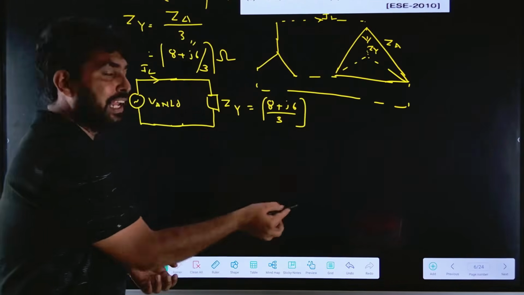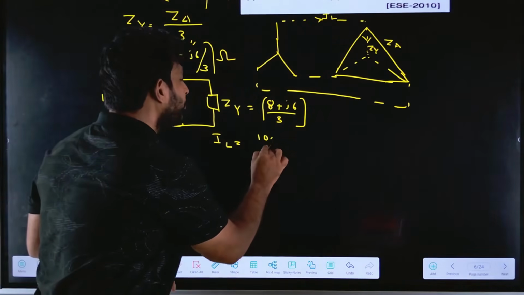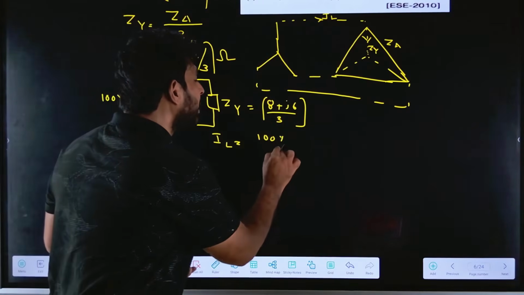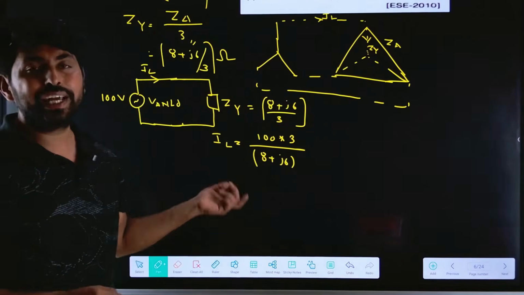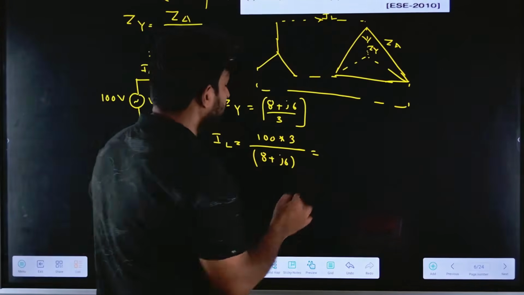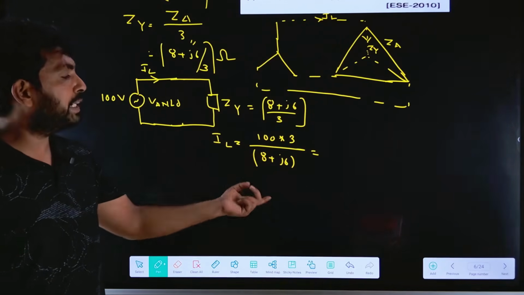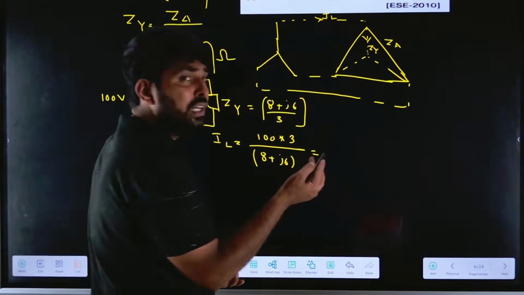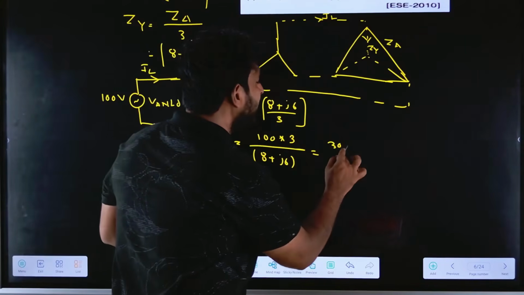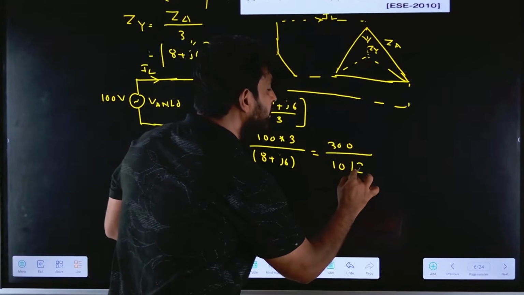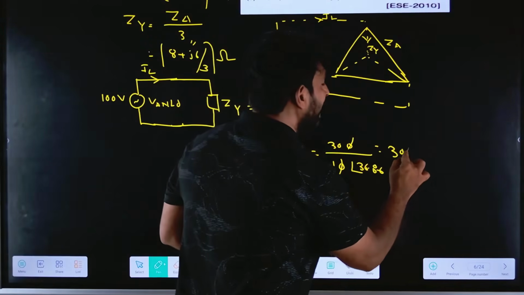So what is the line current? The line current equals 100 divided by 8 plus j6 by 3, which is equal to 100 into 3 divided by 8 plus j6. What is 8 plus j6? 10 at an angle of 36.86. The square root of 8 square plus 6 square equals 10. From that, 8 by 10 gives cos theta, which is 0.8, so theta will be 36.86. So 300 divided by 10 at an angle of 36.86 will be 30 at an angle of minus 36.8.